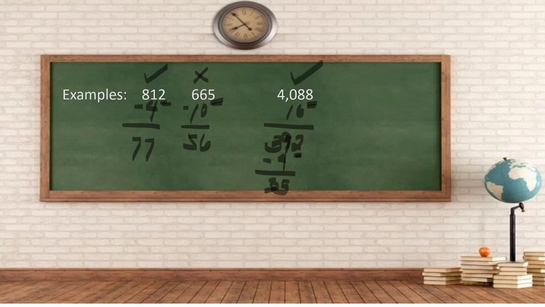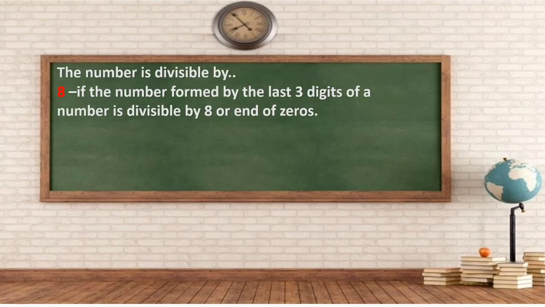Okay. Another divisibility rule. The number is divisible by 8 if the number formed by the last 3 digits of a number is divisible by 8 or ends with 3 zeros. So example, 1664. 664 is divisible by 8. So this is divisible by 8.